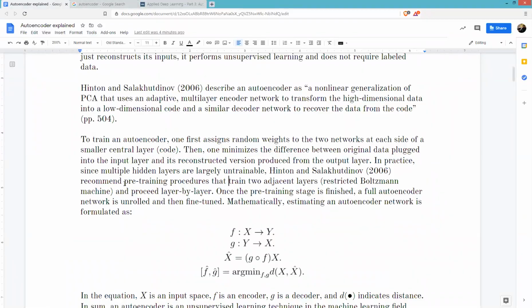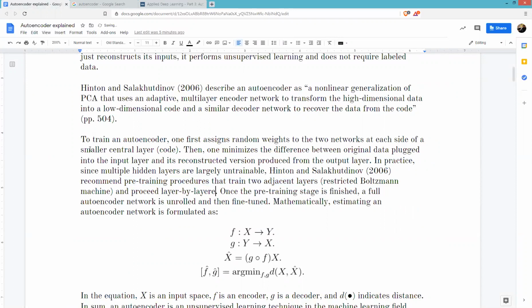So they recommend the pre-training procedure. They train two adjacent layers, which is called a restricted Boltzmann machine, and proceed with layer by layer estimation. Once the pre-training stage is finished, a full autoencoder network is unrolled. We put together the pieces, two adjacent layers at a time, and then it becomes a full unrolled autoencoder network. Then you can simply fine-tune the network.